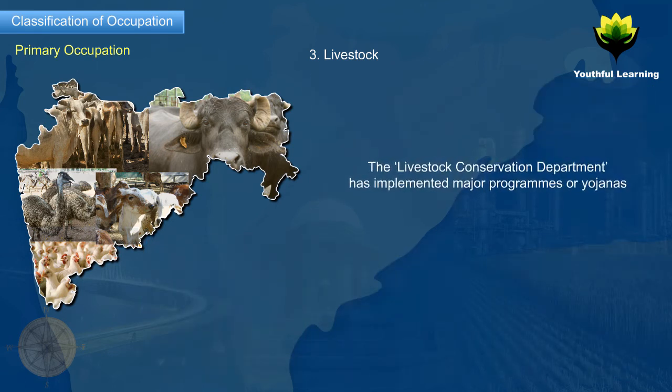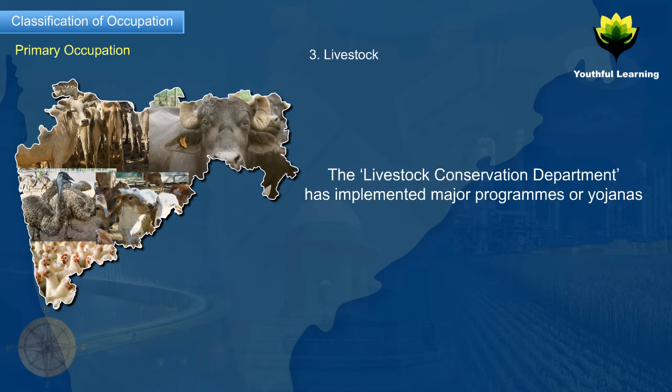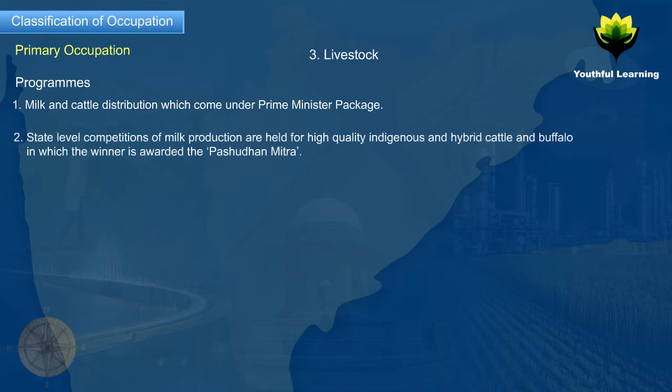The Livestock Conservation Department has implemented major programs or yojanas such as 1. Milk and cattle distribution, which come under Prime Minister package. 2. State-level competitions of milk production are held for high-quality indigenous and hybrid cattle and buffalo, in which the winner is awarded the Pashudhan Mitra. 3. Funds are provided to Shahid Govri Smriti Sheli Palan Sahakari Sanstha.